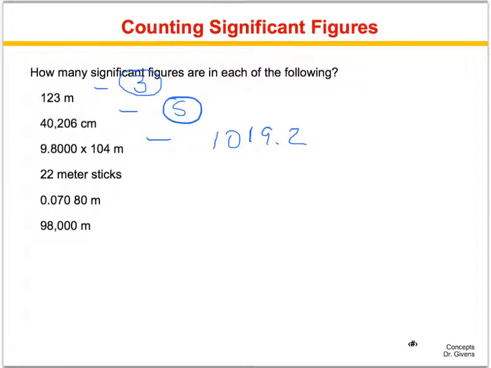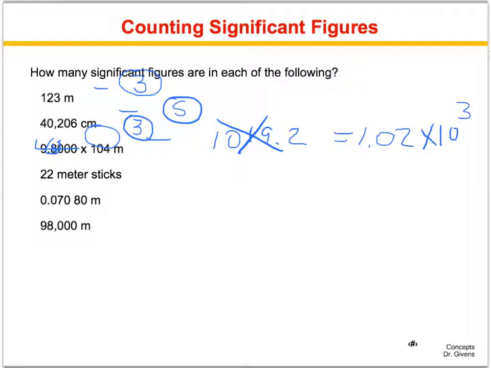But how many significant figures should the answer have? 3. Only as many as the least. This one has 5 significant figures, so our answer here can only have 3 significant figures. So this is not the answer. The answer is 1.02 times 10 cubed, showing 3 significant figures. How many significant figures in 22 meter sticks? That's infinite, exactly 22.